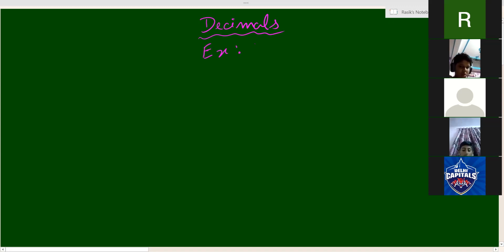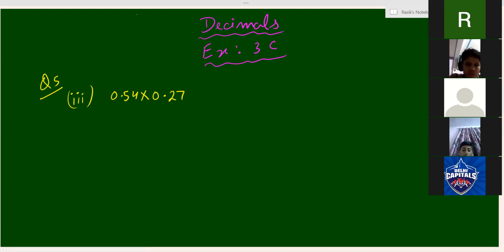Exercise 3C, question number 5, third part. Let's do the third part. Can you multiply this on your own? 0.54 multiplied by 0.57, and find the answer. Start doing.